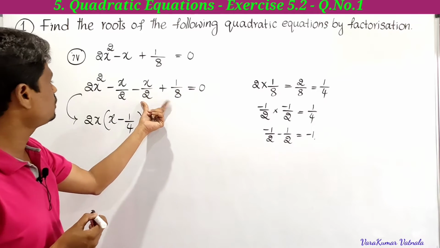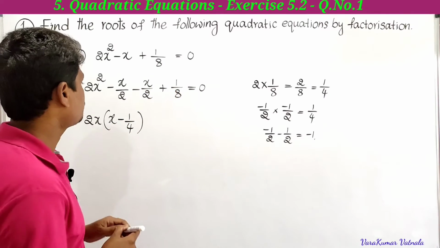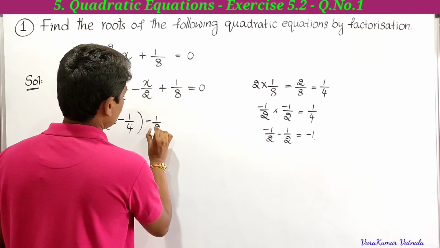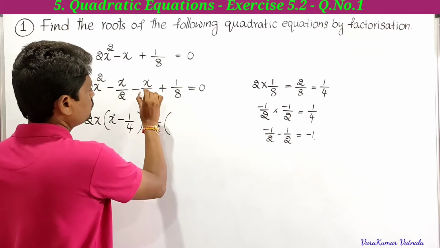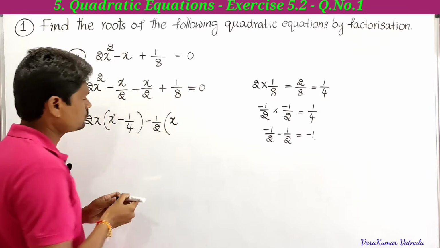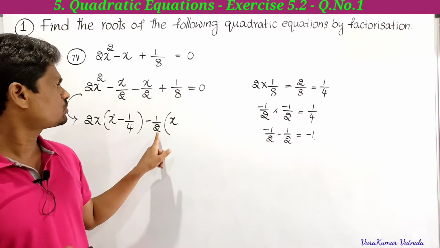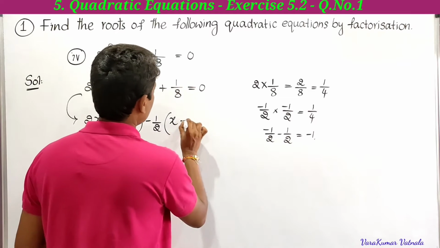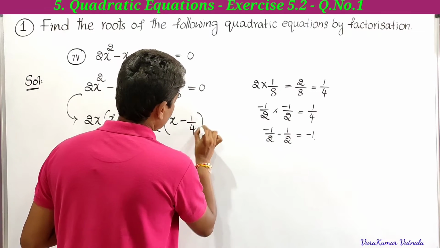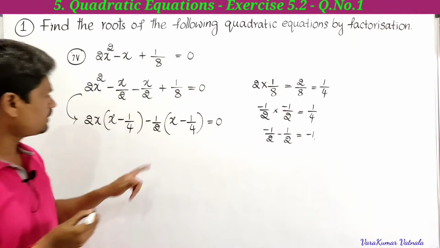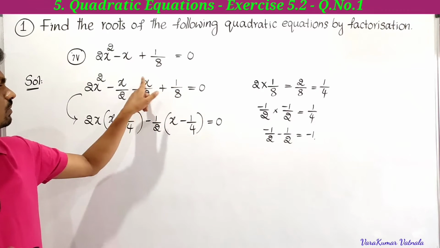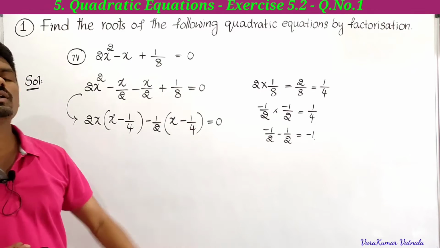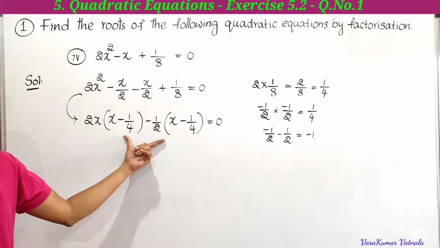Next, what is there in these two? Minus x by 2 plus 1 by 8 is there. Here take minus 1 by 2 common. Minus 1 by 2 is common, here only x will be left. In 1 by 8, minus 1 by 2 is common, again we get minus 1 by 4. Again multiply: minus 1 by 2 into x is minus x by 2, minus 1 by 2 into minus 1 by 4 is plus 1 by 8. You just have to understand this step.